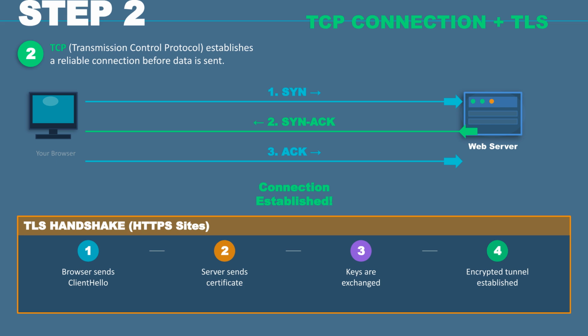Step 2 is the TCP connection and TLS handshake. The transmission control protocol establishes a reliable connection before data is sent. This process includes the 3-way handshake: SYN, SYN-ACK, and ACK. For HTTPS sites, a TLS handshake follows, establishing an encrypted tunnel through a 4-step key exchange.